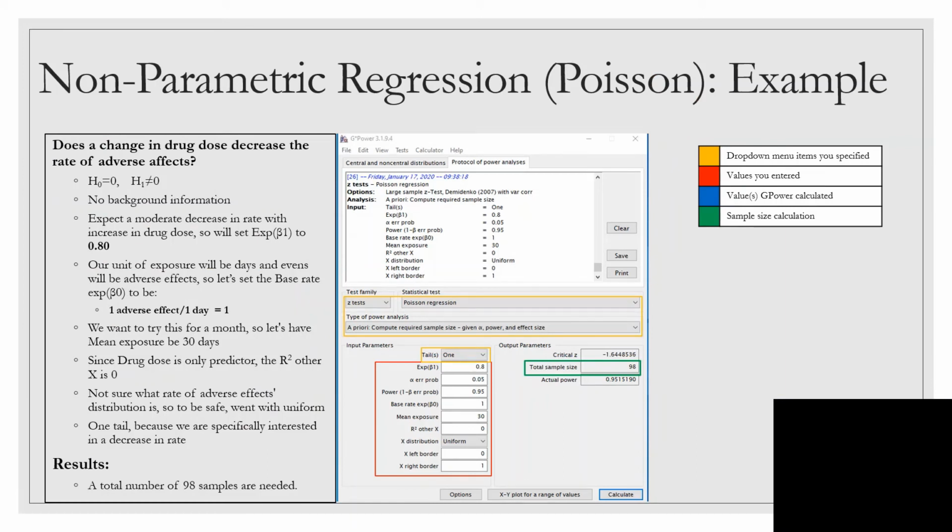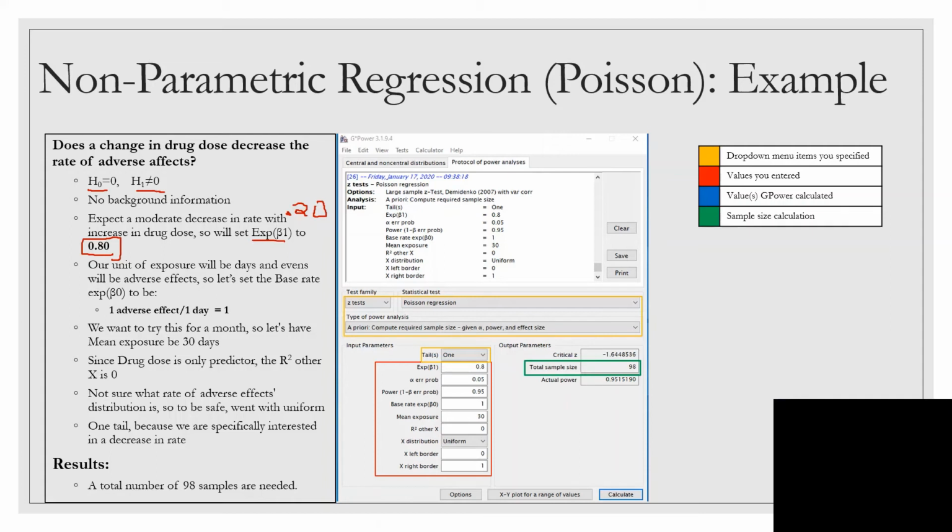So here's an example for a non-parametric Poisson. Does a change in drug dose decrease the rate of adverse effects? The null is that there is no change in adverse effects with drug dose change, and the alternative is that there is. Say I don't know background information, I could try to guess things. Maybe I expect a moderate decrease in rate with an increase in drug dose, maybe 0.20 or 20%. That will set this value to 0.80.